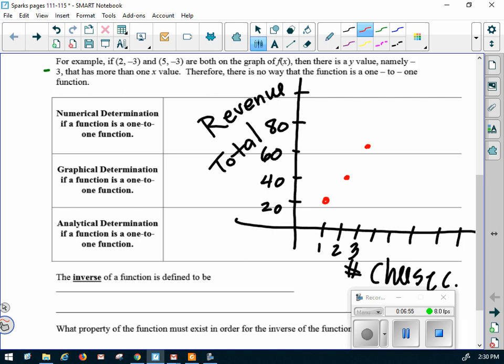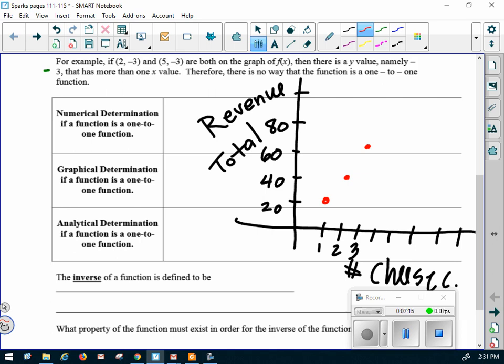Does it make sense to connect the points? Why? Because you cannot sell 1 1/2 cheesecakes. You cannot sell 2 2/3 cheesecakes. This is an example of a discrete function because it makes no sense to connect the points.